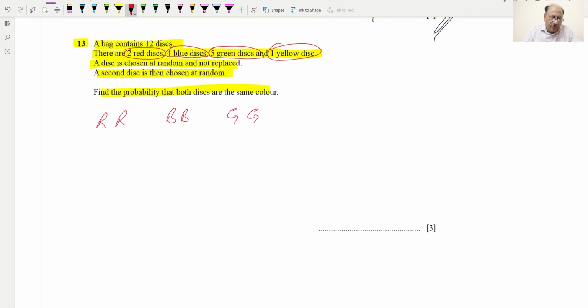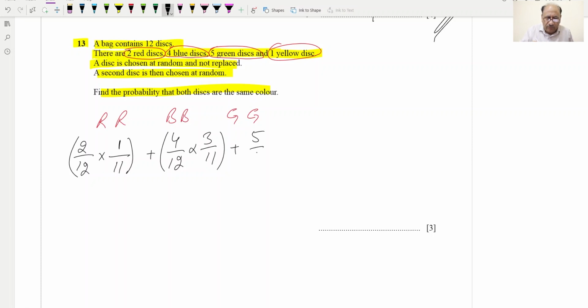For red, for the first red it will be 2 over 12, because there are 2 red, and for the second red it will be 1, because 1 is already gone, and the total will be 11, so this will be the probability. And for blue and blue it will be 4 by 12 and 3 by 11, so we can write 4 by 12 into 3 by 11 basically. And for green and green, there are 5, so we can write 5 by 12 and 4 by 11, and we need to find the probabilities. We need to simplify this.